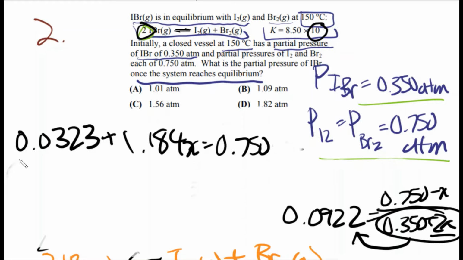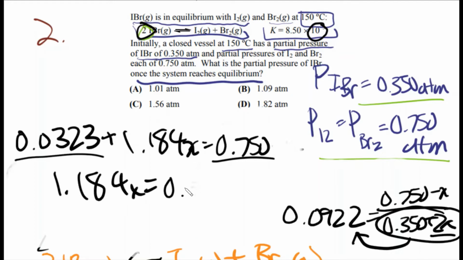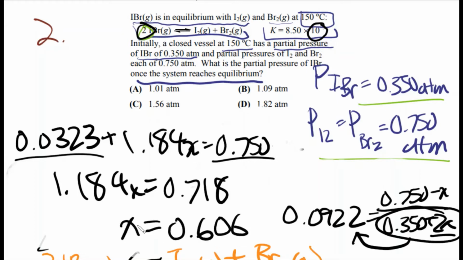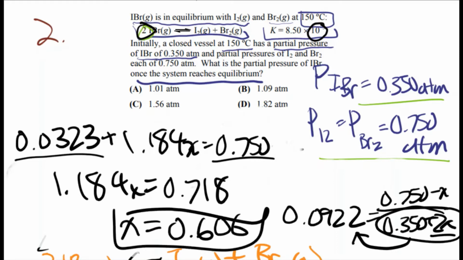And now we have to subtract this from both sides. So 0.75 minus 0.0323 gives us this. 1.184x is equal to 0.718. Now to solve for x, we just do some math. So that number divided by 1.184, we get that x is equal to 0.606. Now they only want the partial pressure of IBr once the system reaches equilibrium.